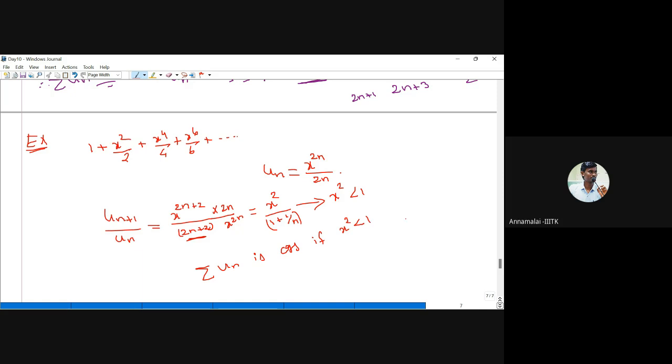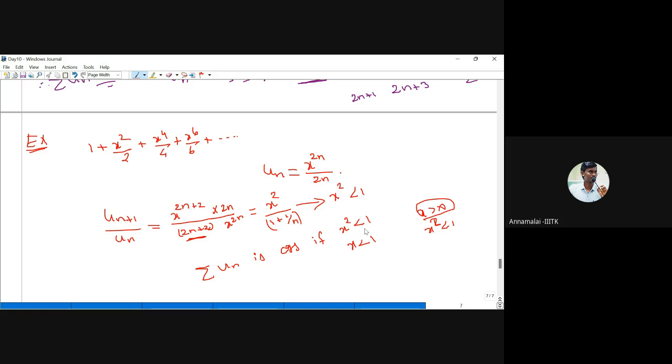Okay, because if I assume that x is positive, then x is positive and x square is less than 1, therefore x cannot be negative. It's given that x is positive. Therefore, x square less than 1 is nothing but you can simply say x is less than 1, because it is given that x is positive.